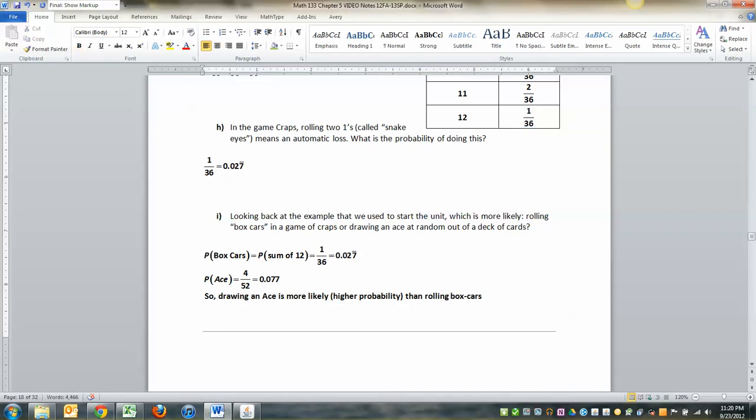Now the probability of an ace is 4 out of 52, because there's 4 aces in a deck of 52 cards, which is 0.077. So since this has a higher probability, the probability of drawing an ace is higher, therefore drawing an ace is more likely than rolling boxcars because it has a higher probability.